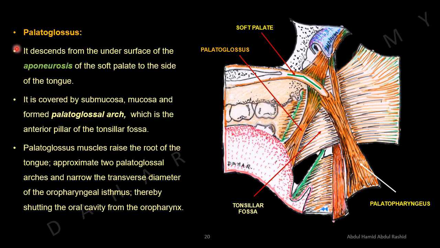Palatoglossus muscle. It descends from the undersurface of the aponeurosis of the soft palate to the side of the tongue. It is covered by submucosa, mucosa, and forms palatoglossal arch, which is the anterior pillar of the tonsillar fossa. Palatoglossus muscles raise the root of the tongue, approximate two palatoglossal arches, and narrow the transverse diameter of the oropharyngeal isthmus, thereby shutting the oral cavity from the oropharynx.